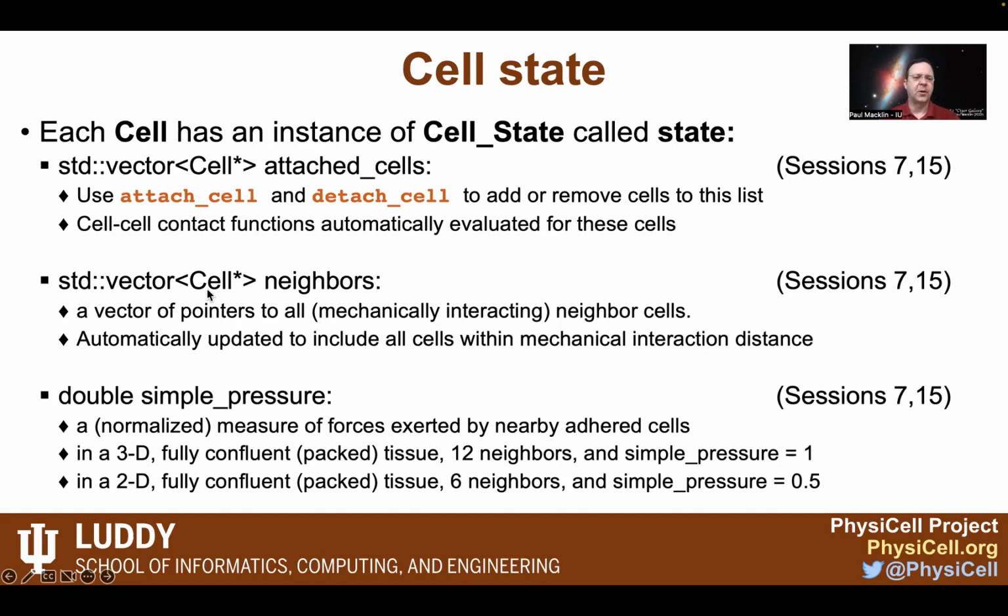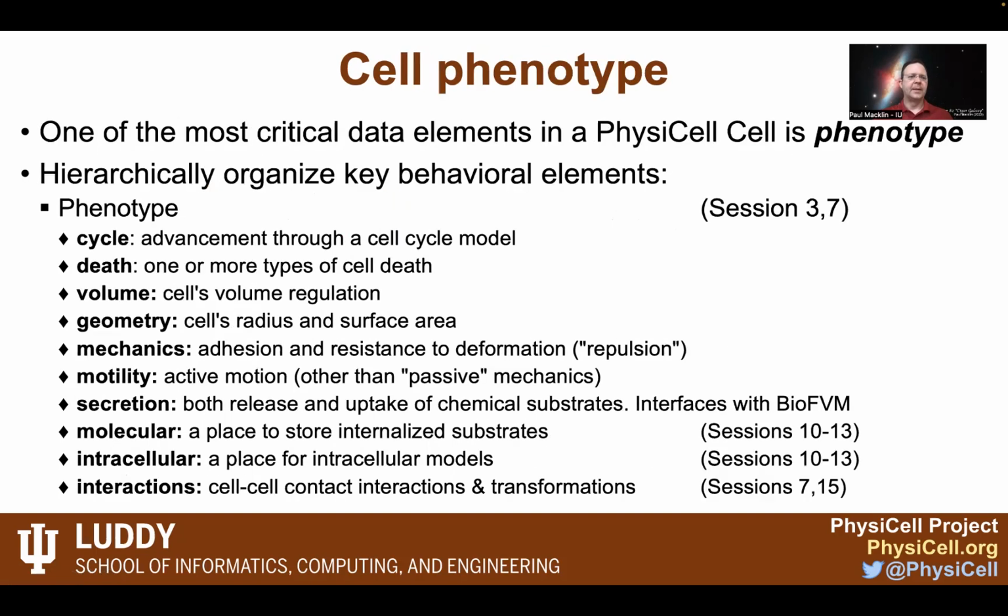Another important structure is a vector of cell pointers called neighbors. And this will be a list of all cells that are within mechanical interaction distance. And you can use that for custom functions. And one thing that's very nice is that this data structure is automatically updated by the mechanics built into PhysiCell. So you never have to look for this, it's already there. And then there's something else built into the state called simple pressure, which you use for some really basic mechanical transduction.